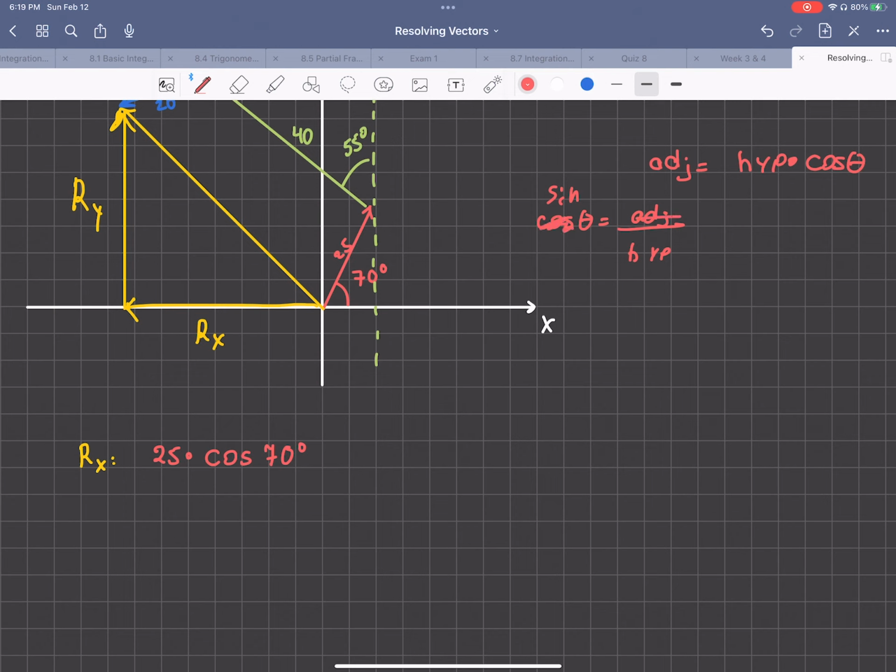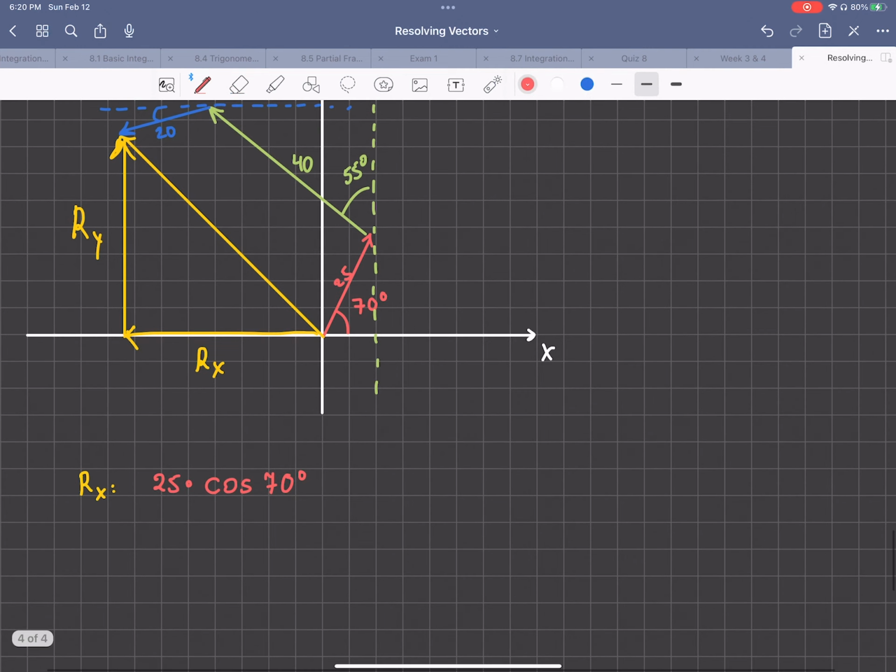Sine theta would equal opposite. It would be this one, okay? That's just a refresher for you. I don't know who needed that, but there it goes. Ry. Again, trying to still resolve this red vector. This will be sine of 70 degrees, right? This side would be opposite. So that's why I need sine function.